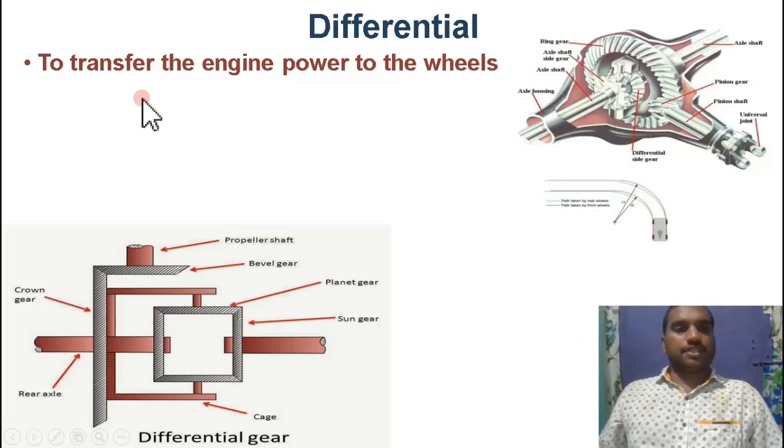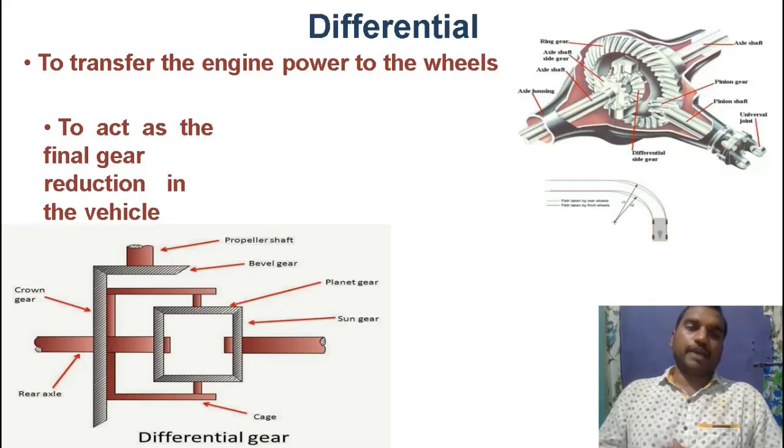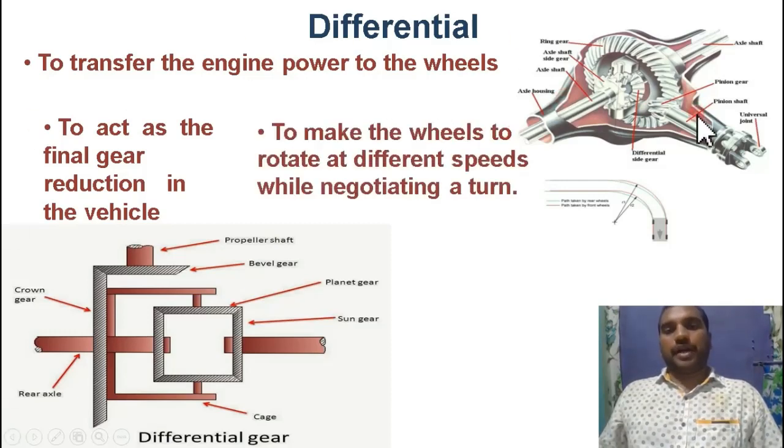Coming to the first point related to the differential: to transmit the engine power to the wheels. So the power is transferred from the engine to the wheels with the help of a differential. Coming to the second point: to act as the final gear reduction in the vehicle. The final speed reduction and gear reduction happen in the differential. Coming to the third point: to make the wheels rotate at different speeds while negotiating a turn. While taking a turn, either left or right, the inner wheels rotate at lesser speed and the outer wheels rotate at higher speed, right? How is it possible? With the help of the differential.